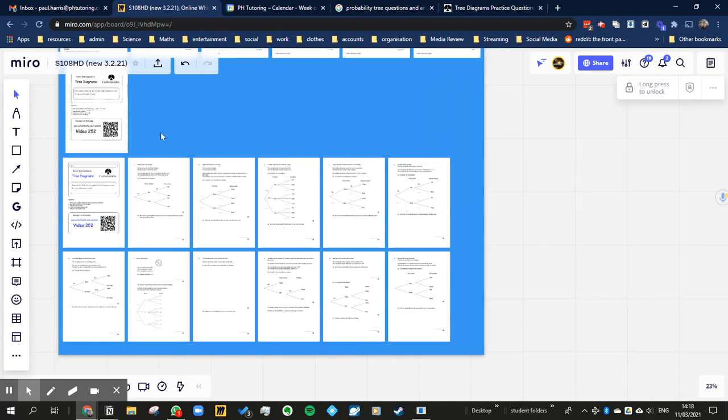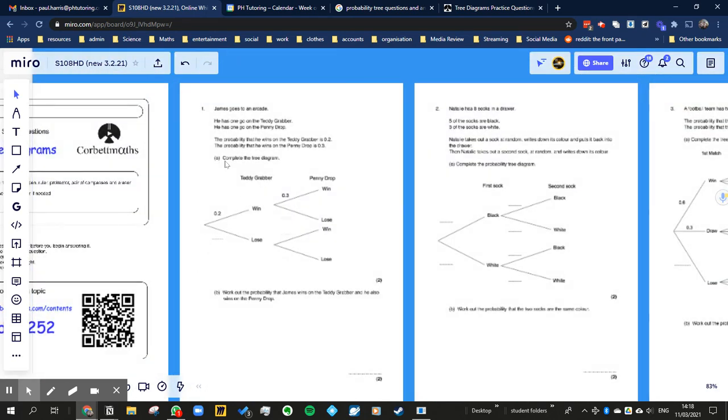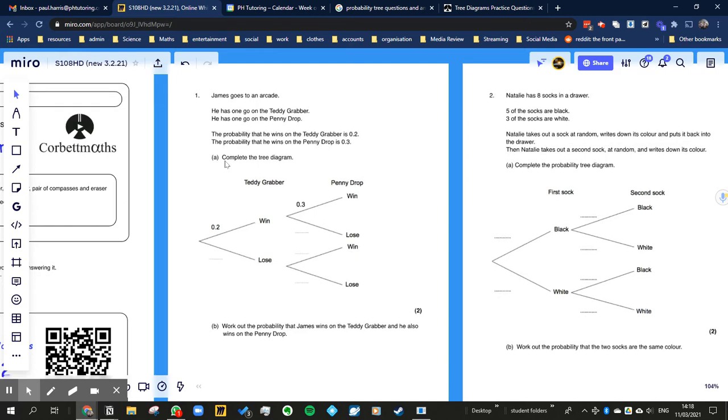Okay, so I've got the answers and the questions just down there. Let's have a look. We had a look at this in the previous video. Let's see if we can answer them now. So, in fact, I've done this question before. James goes to an arcade. He has a go on the teddy grabber. So the probability that he wins the teddy grabber is 0.2, which means this one is going to be 0.8, isn't it? Okay, and so basically, there's only 2 options. So the 2 probabilities must add up to 1 because it's either going to do that or that.